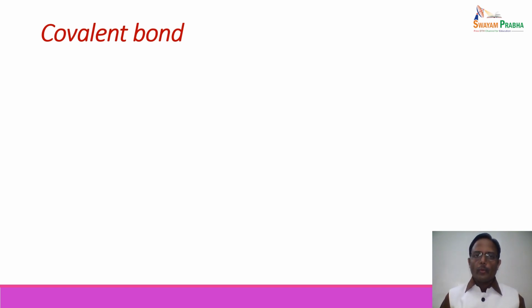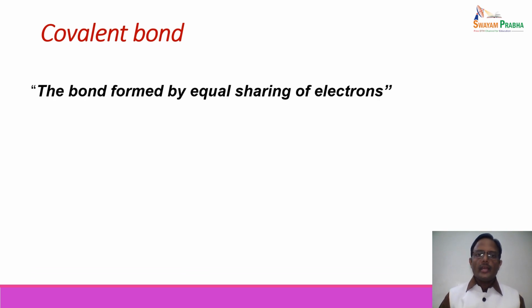In ionic bonding, we have discussed that there is a transfer of electrons from an electropositive atom to an electronegative atom, leading to formation of a cation and an anion, and there is an electrostatic force of attraction between the cation and anion; that is the basis of formation of an ionic bond. But in a covalent bond, as the word indicates, there is an equal sharing of electrons. So we can define a covalent bond as the bond formed by equal sharing of electrons. Let us consider a few examples.